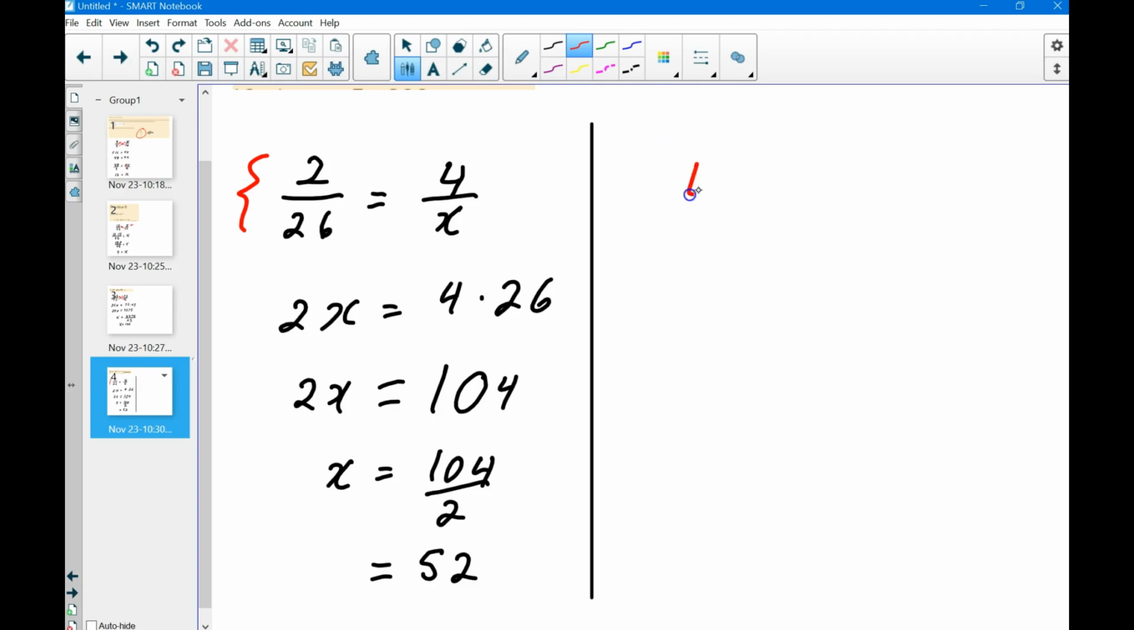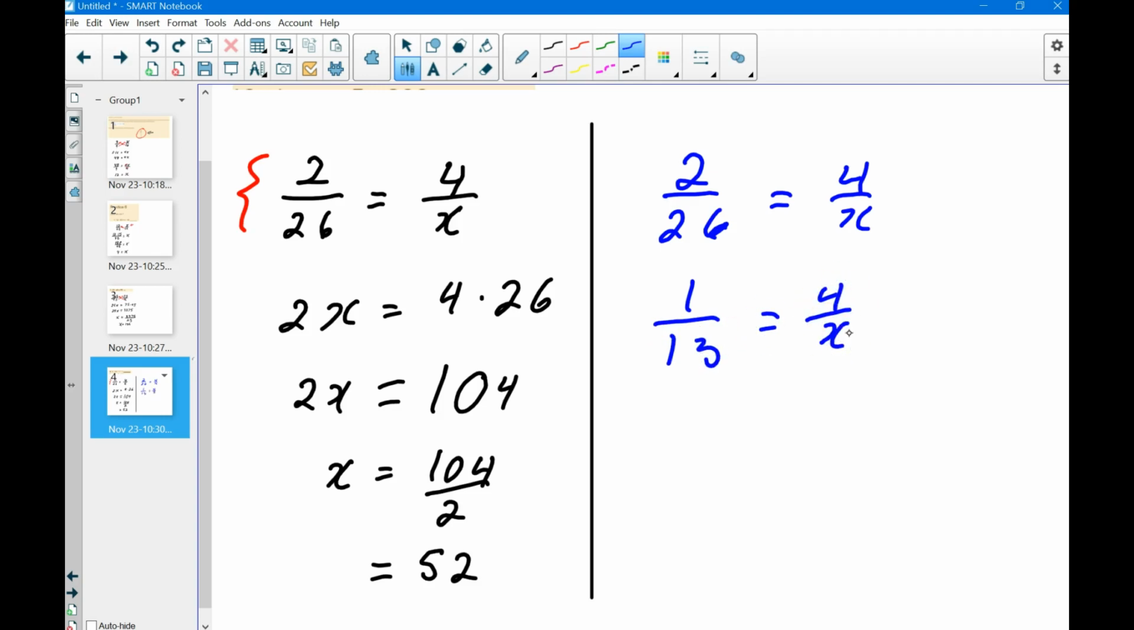So 2 will divide into 2 once. Oops, I'm going to change the color. So I'll have 2 over 26 equals 4 over x. 2 over 26 can be reduced to 1 over 13. I have 4 over x. So I reduced the fraction before I started. Then I cross multiply: 1 times x equals 13 times 4. And you can see the x is equal to 52. So sometimes if you simplify first, it makes the numbers a little easier to play with. But we get the same answer.